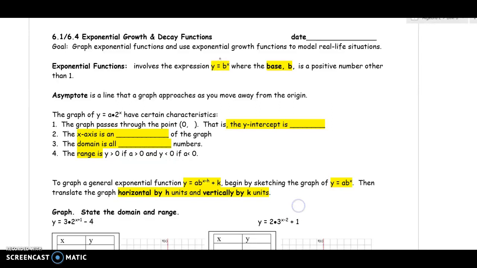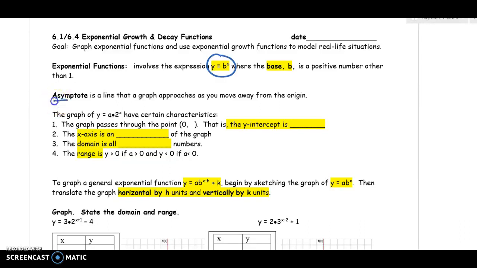So the equation y equals b to the x is an exponential growth or decay function. And we'll get into when it's exponential growth and when it's exponential decay later. But basically, if b is larger than 1, it's growth. If b is less than 1, like 1/2, 1/4, 1/3, then it's exponential decay.